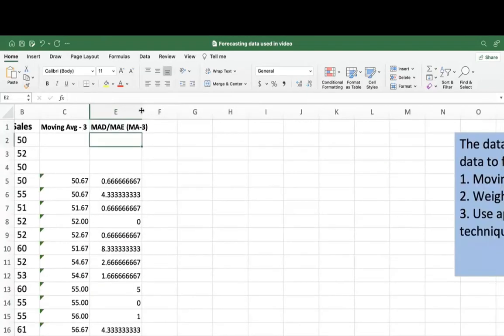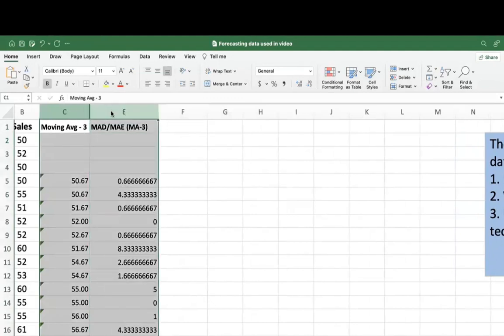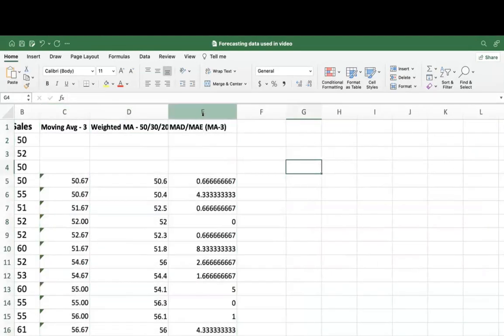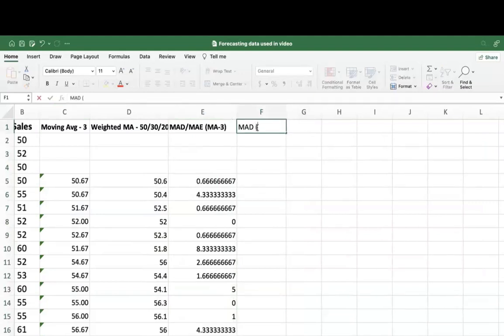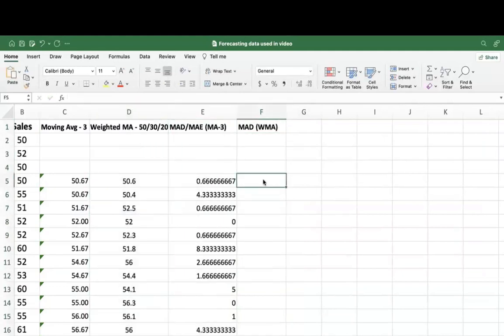And now what if I apply this technique to weighted moving average, which I have hidden here. Let me unhide it. So now here I'm going to use MAD for weighted moving average data. And this is our weighted moving average data. Now I'll be using this data. The rule remains the same, which means I will be taking absolute is equal to absolute, and then the difference of actual is this one.